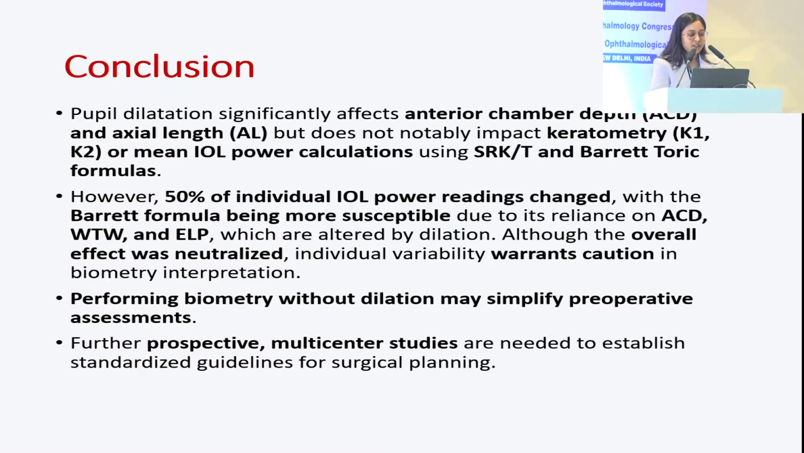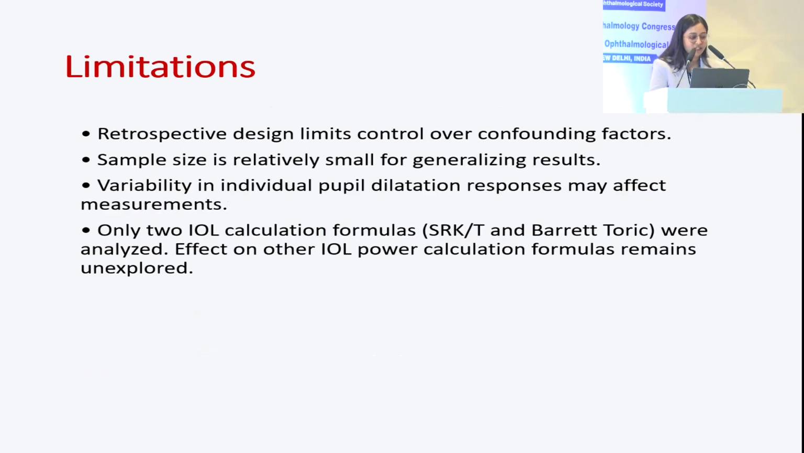So here is the conclusion. Pupillary dilatation significantly affects ACD and AL but does not affect keratometry or mean IOL power calculation. However, 50% of the individual IOL power readings are being changed, especially the Barrett formula, which is more susceptible as compared to the SRK/T formula. Performing biometry without dilatation may simplify the preoperative assessment, and a further prospective multicenter trial is required.